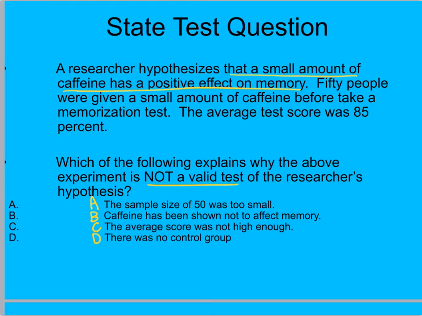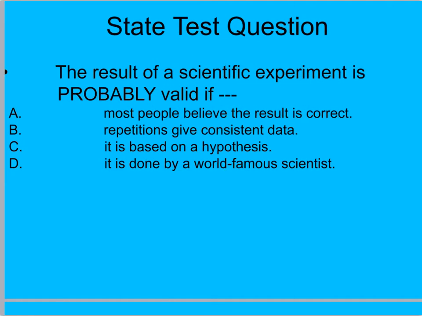So the sample size of 50 being too small doesn't necessarily make it invalid. Caffeine has been shown not to affect memory? We don't have any proof of that. Caffeine actually does show to increase your mental capacity or your mental quickness. The average score was not high enough? We don't know what the average score was normally for these people, and the reason we don't know is because there was no control group. And remember, we always need a control group. So that is your best answer.